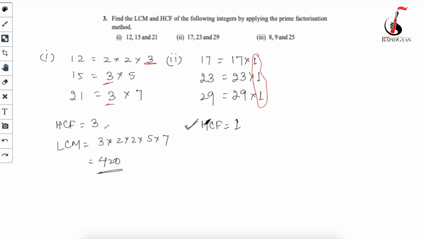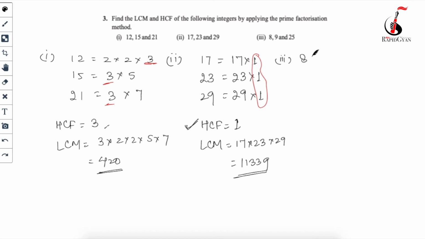Okay, now let's find the LCM. What will be the LCM? LCM will be the product of those numbers. So you can say that the LCM of 2 prime numbers or more than 2 prime numbers is always the product of those numbers. So LCM will be simply 17 times 23 times 29, which is 11339.